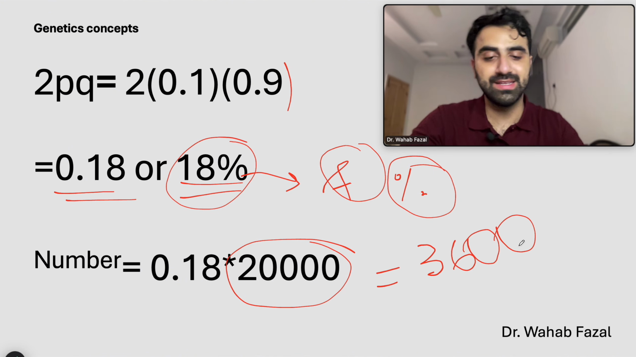Right? And then let us go back to our question. So they have given us q, and in a population of 20,000 individuals, we would expect the carriers, the heterozygotes of this disorder, to be 3,600 people. This is the actual number of people with the disease.